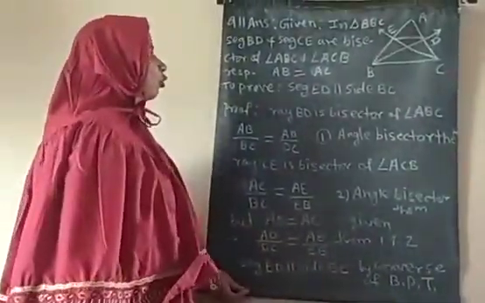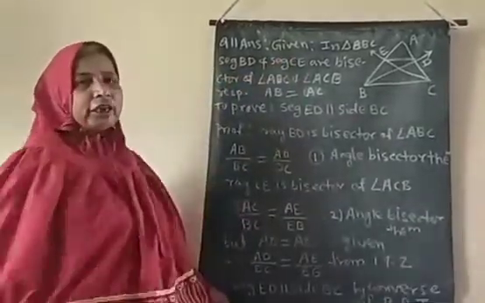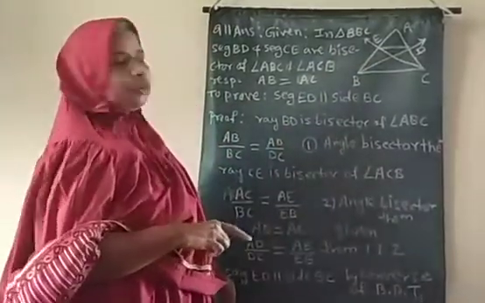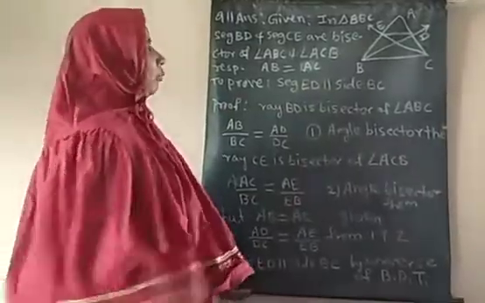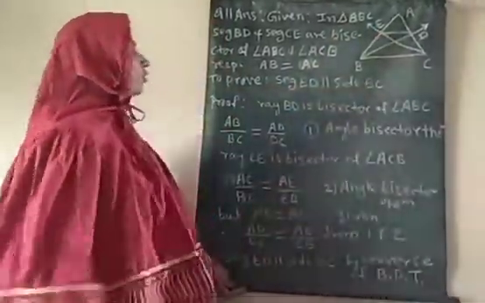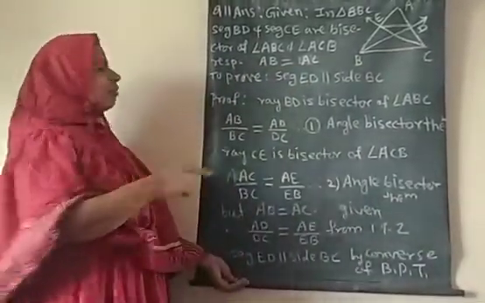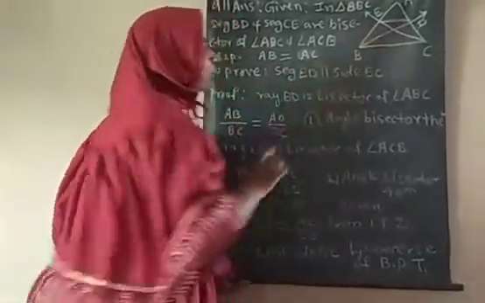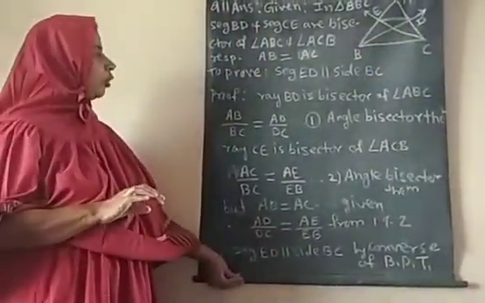Now the last question. The last question is given in statement form. So first we draw the figure. In the question, triangle ABC is mentioned and two angle bisectors are given. BD is the bisector of angle B and CE is the bisector of angle C. Again, AB side is congruent to AC side. This is the given part, and we are going to prove ED is parallel to BC. So join AD.